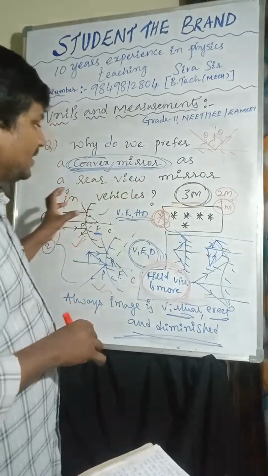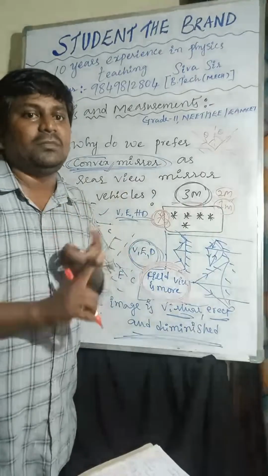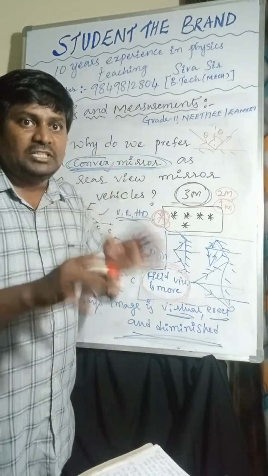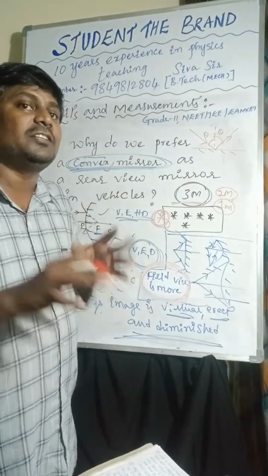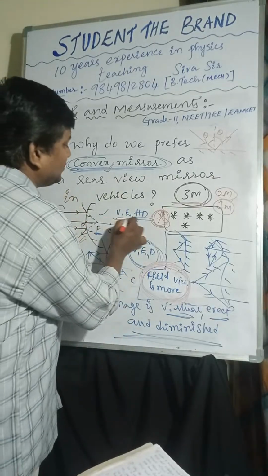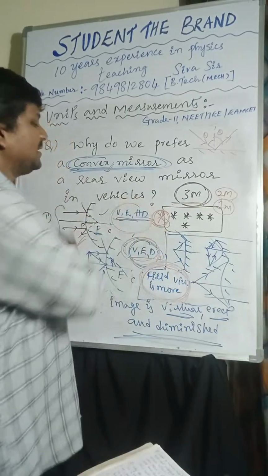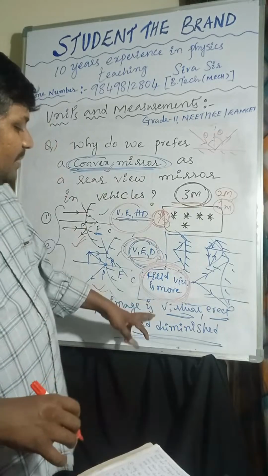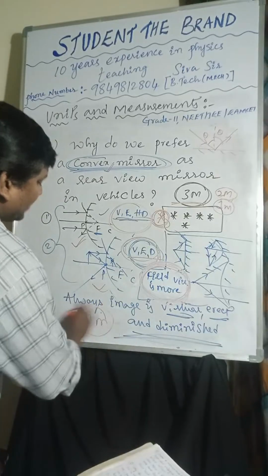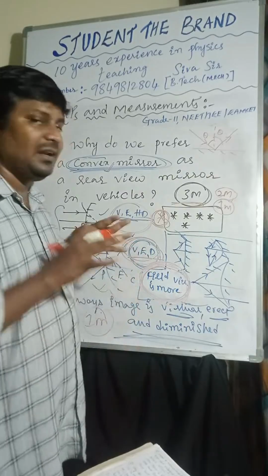And here one more question is: in which mirror will you always get a virtual, erect and diminished image? Where you will get it: convex mirror. Here you can see virtual, erect, highly diminished. So always the image is virtual, erect and diminished. So this is 1 mark for MCQs. For MCQs also this question is very, very important.